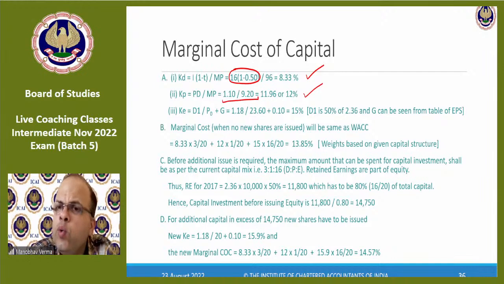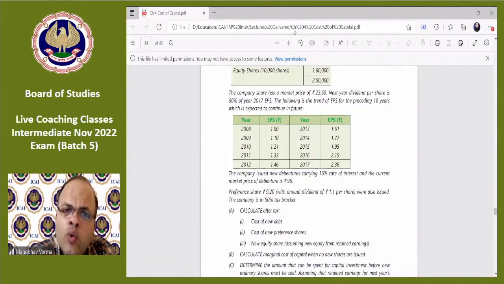But for cost of equity, we're talking about the Gordon's model: D1 upon P0 plus G. Everyone agreed with me that there is clearly a growth rate of 10%. And in the equity, what is the D1, guys? What will be the D1? The dividend information is given to us somewhere.